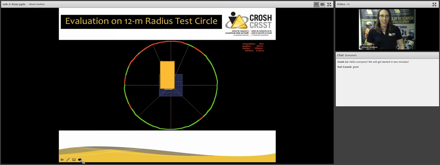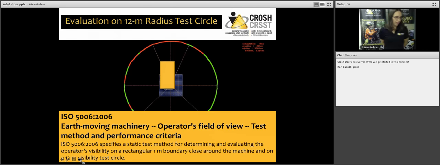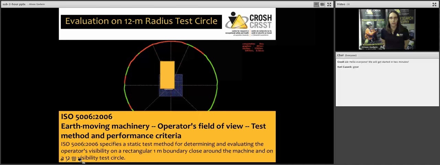Good. So ways that we can evaluate line of sight, and often we will go to the ISO 5006 standard, which tests the operator's field of view on earth moving machinery. And it's got a very specific method where the machinery has to be placed at the center of this 12-meter boundary that you can see, and then you test for maskings at that fairly large distance.